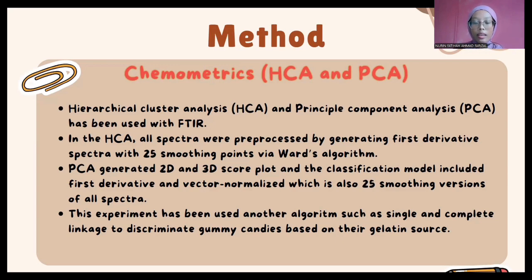In the HCA, all spectra were pre-processed by generating first derivative spectra with the 25 floating point Savitzky-Golay algorithm. The vector normalization level was selected and applied separately for each frequency range. PCA generated 2D and 3D score plots, and the classification model included first derivative and vector normalization, also with 25 smoothing points for all spectra. This experiment used other algorithms, such as single and complete linkage, to discriminate gummy candies based on their gelatin source.